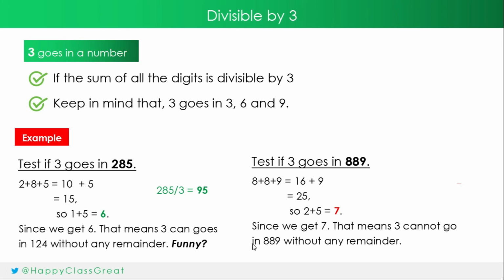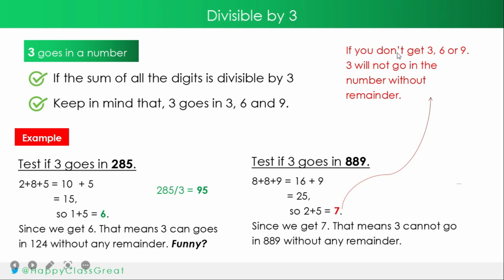So the first thing, as you usually do, is that you add 8 plus 8 plus 9. So 8 plus 8 is 16 plus 9. You understand? We get 25. And 2 plus 5 is 7. So since we get 7, we do not get 3, 6, or 9. You can even see that I colored this red. So that means 3 cannot go in 889 without remainder. Without remainder, that's important. Because if you do not get 3, 6 or 9, 3 does not go in it without remainder.